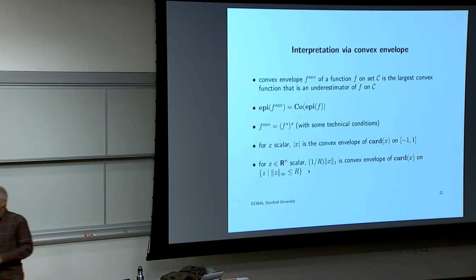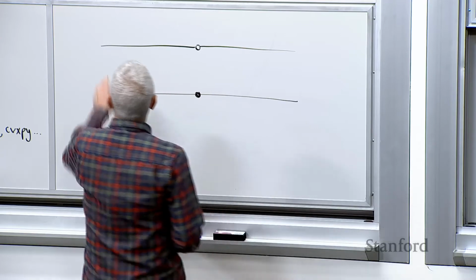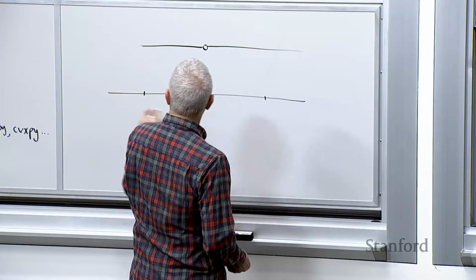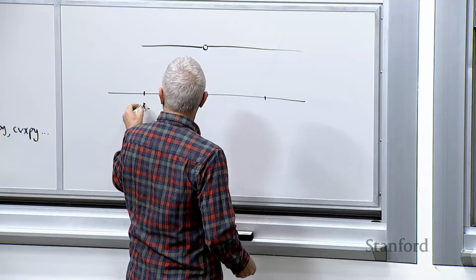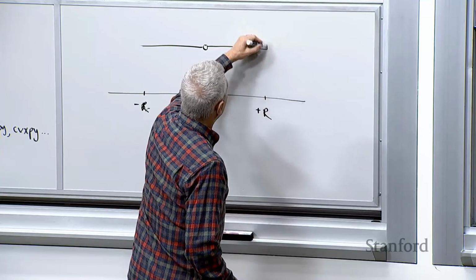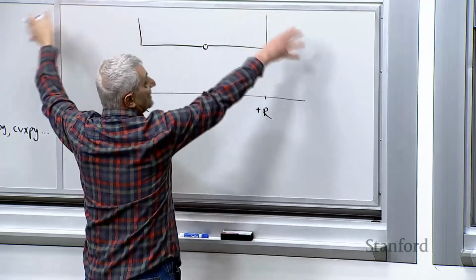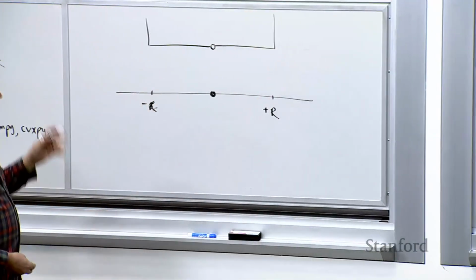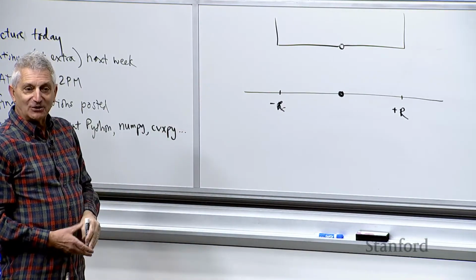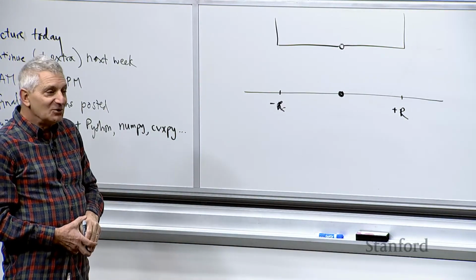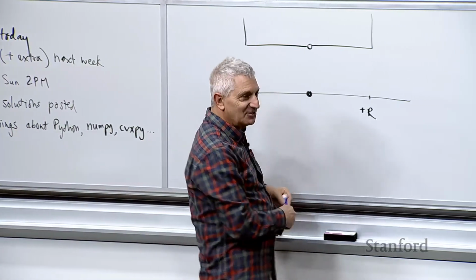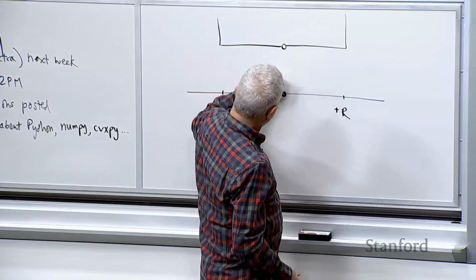Okay, but if we say, you know what, I happen to also know that the variable is between, let's say, minus r and plus r. So the actual function I'm taking the card of looks like this, and it goes up to plus infinity out there. Okay, what is the convex envelope of that function? Now, this is actually very cool. You can get it, and what is it? Yeah, so you just draw, you go like this.